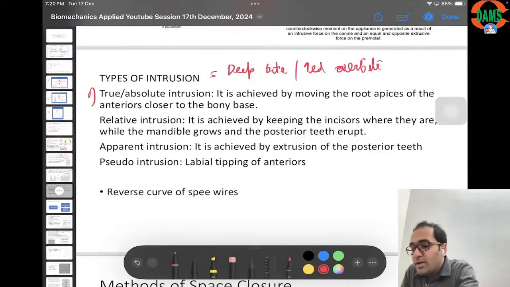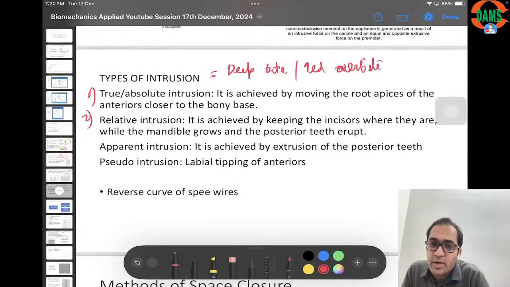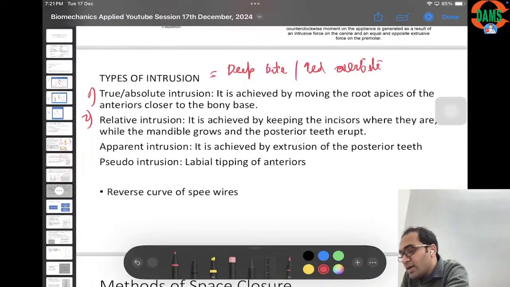Next comes relative intrusion. What we do in relative intrusion is that the incisors, the lower anteriors, are kept at the same level while the mandible grows. So when the mandible grows, the posterior teeth will erupt automatically, leading to opening of the bite anteriorly.